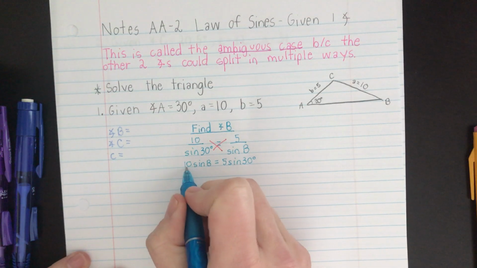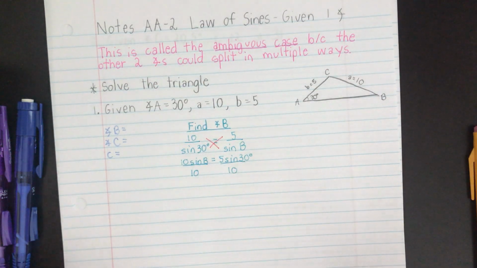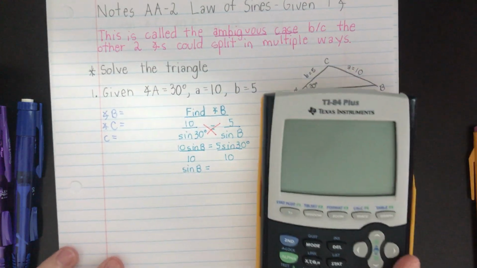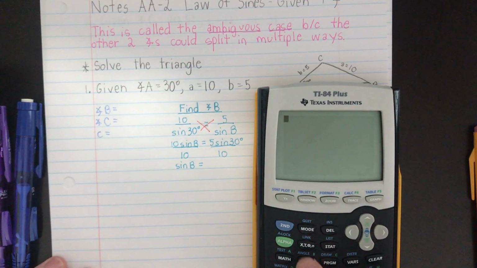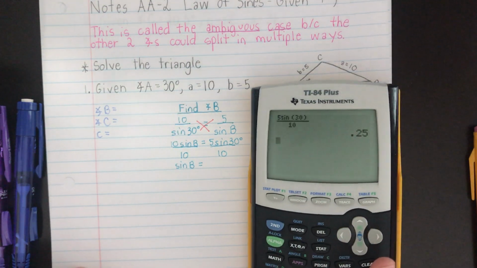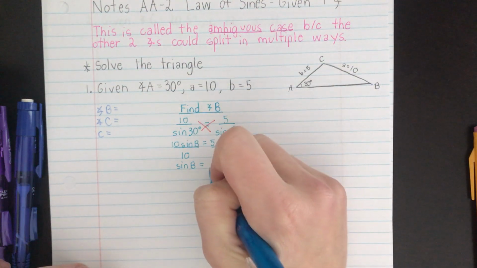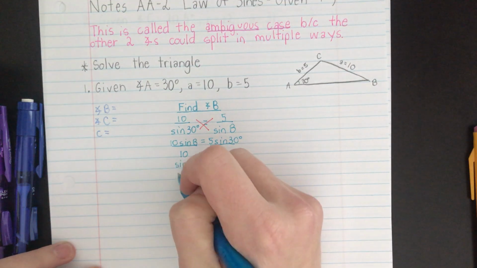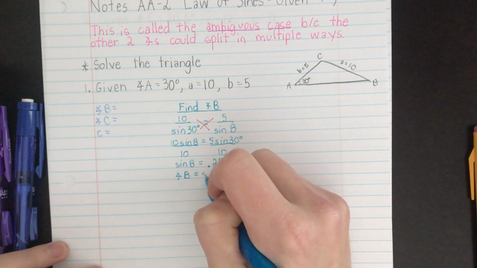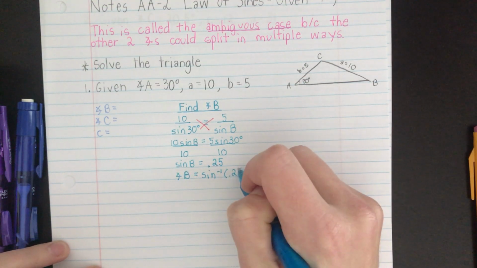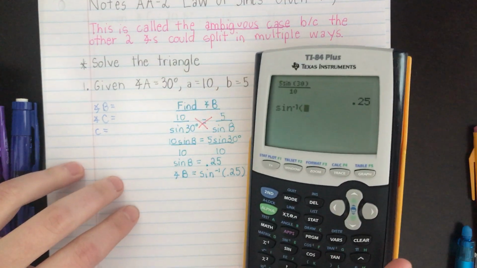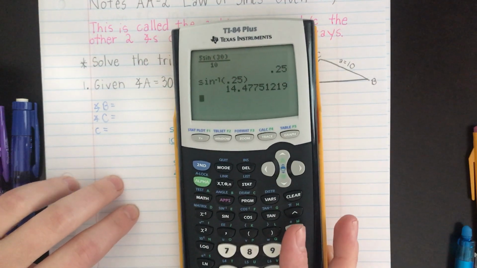Then we divide by 10, and we still have sine of angle B equals, and we plug this into the calculator. I've already checked that the calculator is in degree mode. I type in 5 sine of 30 over 10, and we get 0.25 exactly, so I'm not rounding. To get B by itself, we use arc sine, or sine inverse. So angle B equals sine inverse of 0.25. You use the calculator to find this value, second sine, sine inverse of 0.25, and this is what we get.